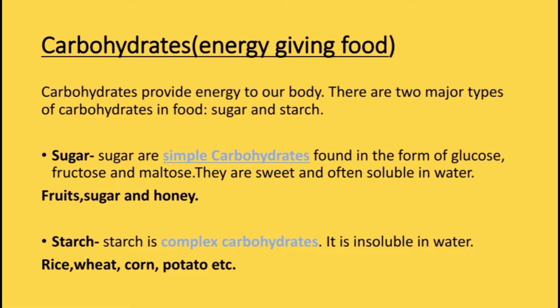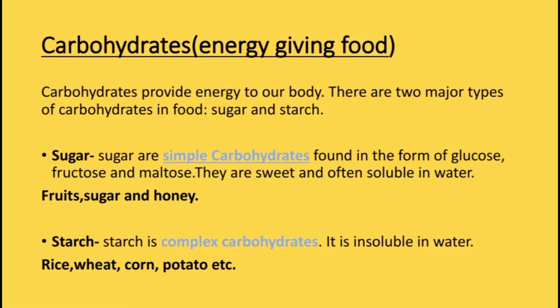So here we see carbohydrates. Carbohydrates provide energy to body which keep it going throughout the day. Carbohydrates are of two types: sugar and starch. Sugar are simple carbohydrates. It is found in the form of glucose, fructose and maltose. They are sweet and soluble in water. Fruits, sugar and honey are some sources of sugar.